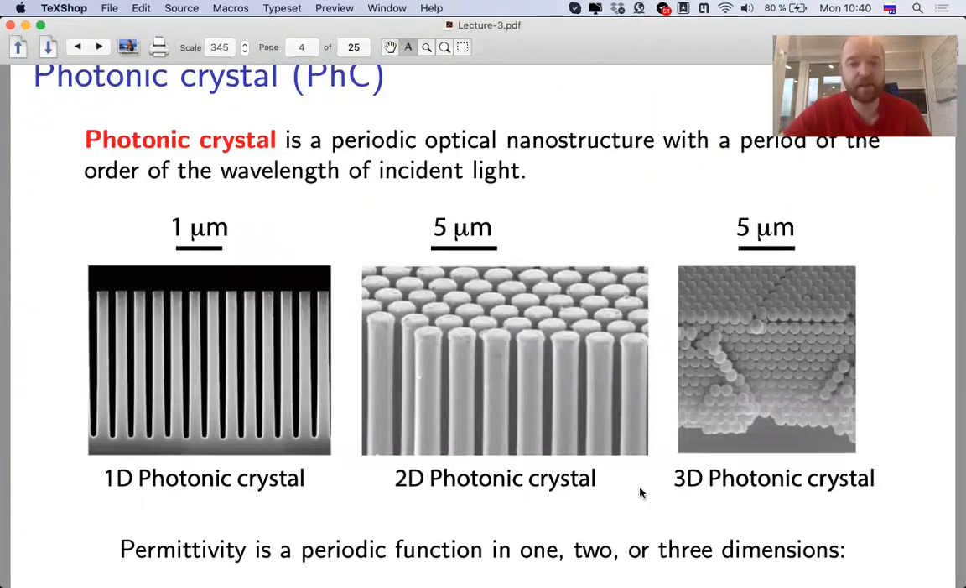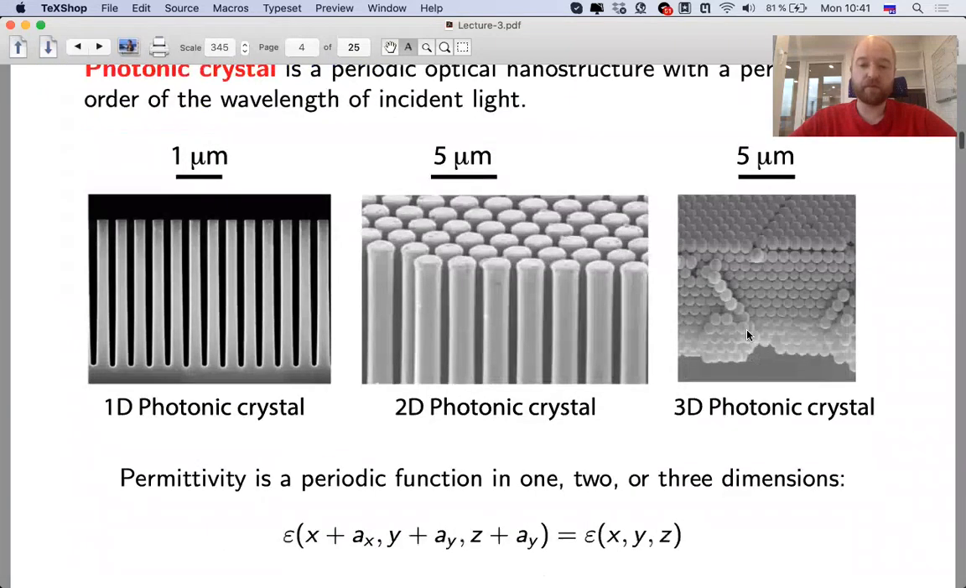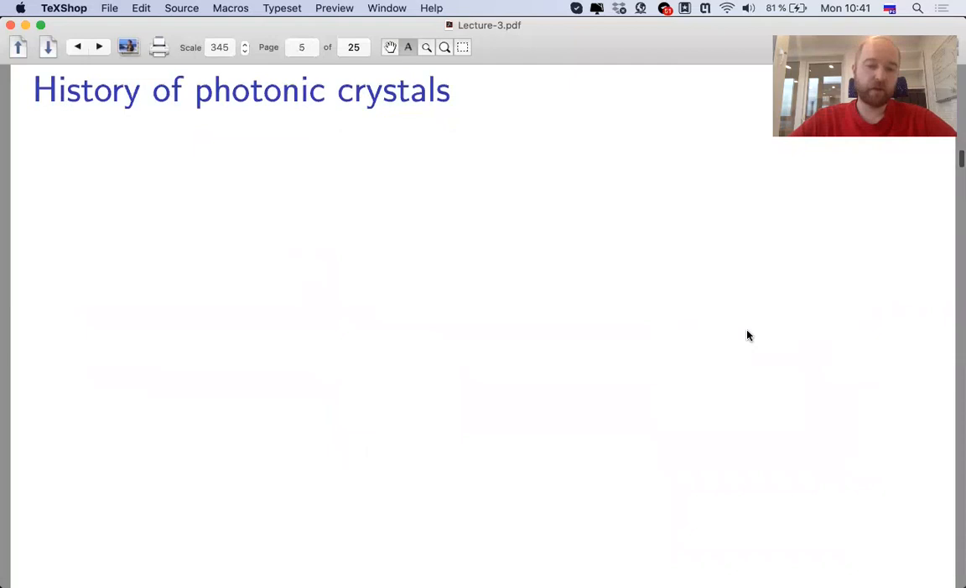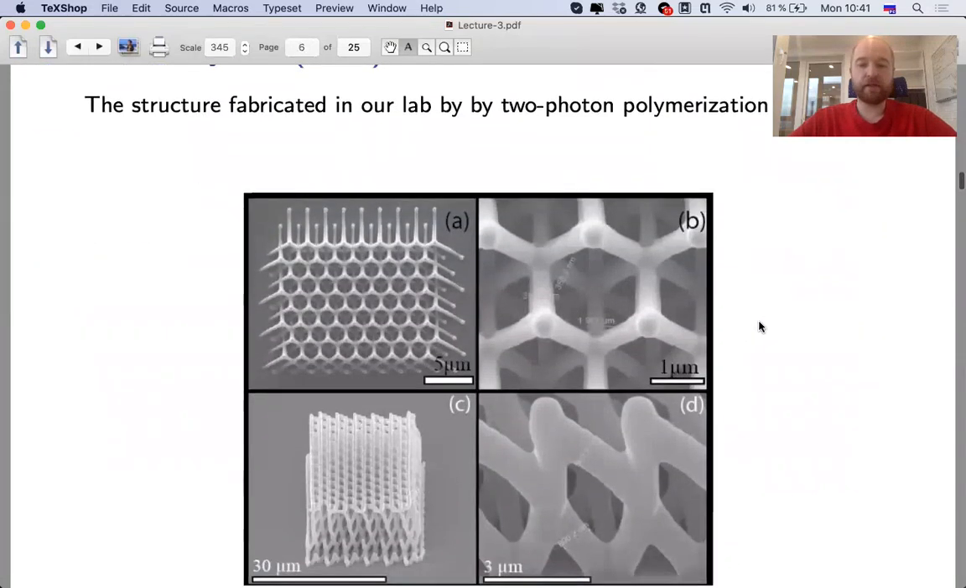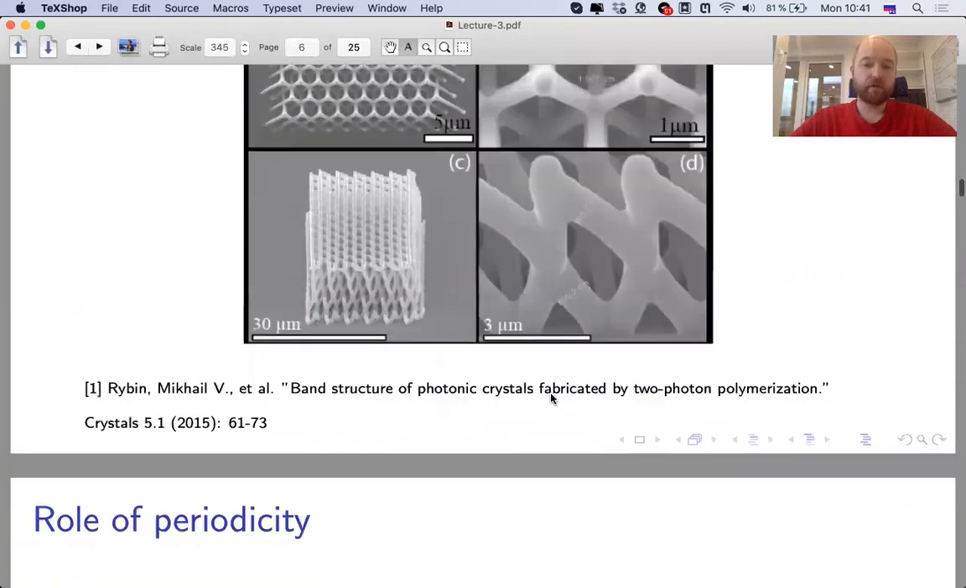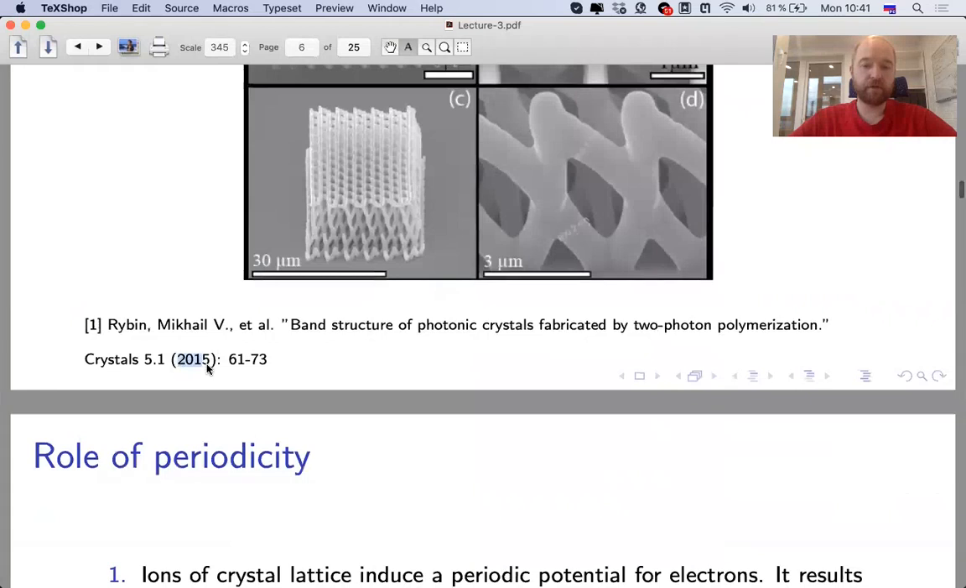These are just some examples of 1D photonic crystals. This is a structure from our recent paper, fabricated at the Technical University of Denmark. This is a 2D photonic crystal, an array of wires. And this is a 3D photonic crystal, an opal. As I said, this structure was fabricated in our laboratory. A real photonic crystal, from a paper about 5 years ago.